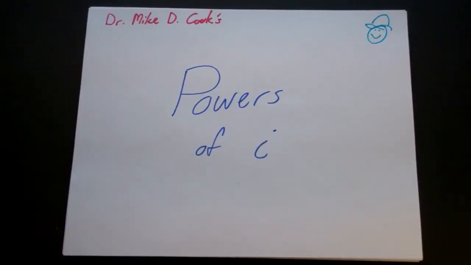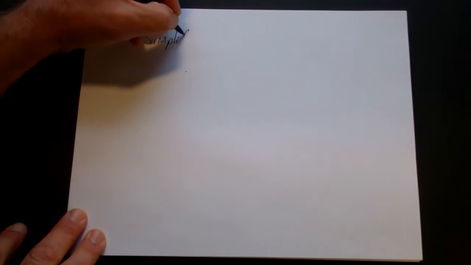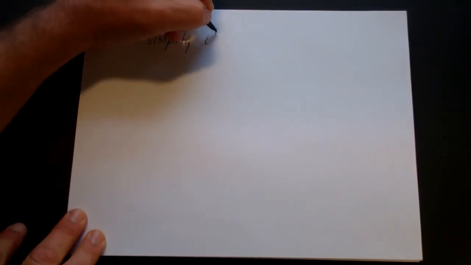In this video, we're going to look at simplifying powers of I. So if you think about simplifying powers of I, an example problem might be simply this. Example: simplify I to the 19th.